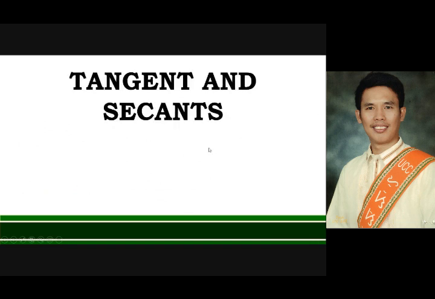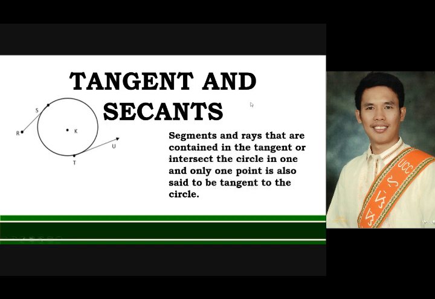Next one here is the tangent and secants of circle. Segments and rays that are contained in the tangent or intersect the circle in one and only one point are also said to be tangent lines.